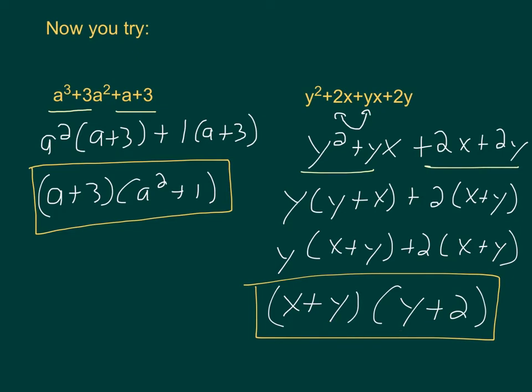You also could switch the order of these. You could have y plus 2 times x plus y, or if it's addition, you can move things around. You've got some options, but that's what you need to do in order to factor completely using the grouping method.